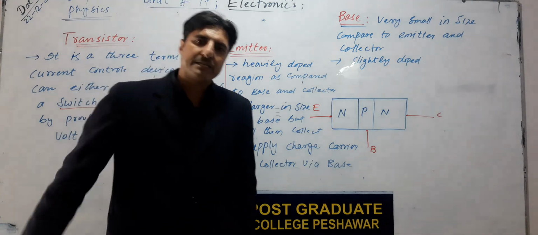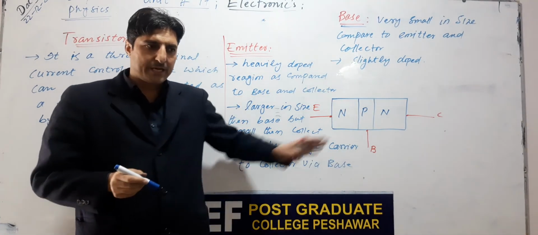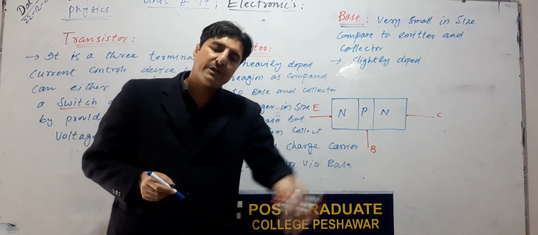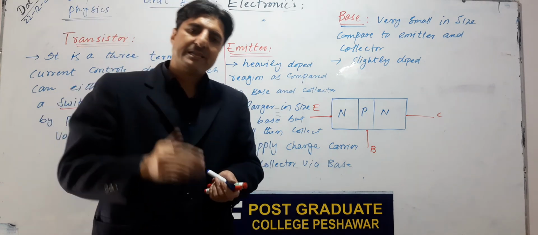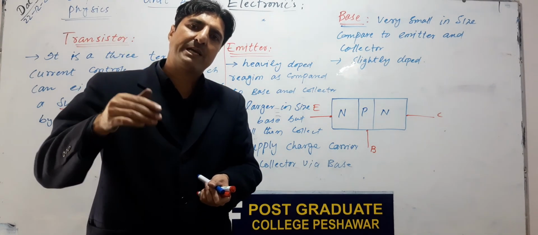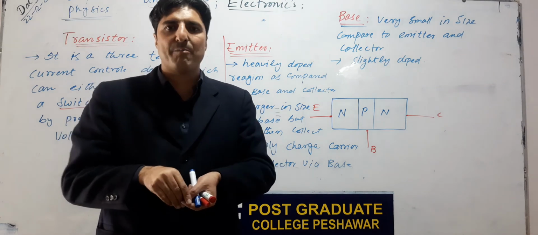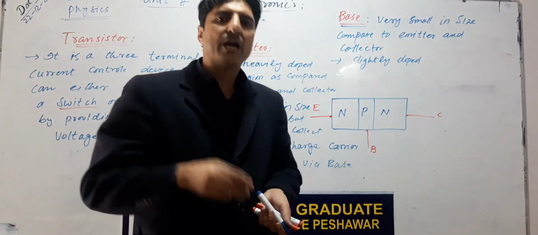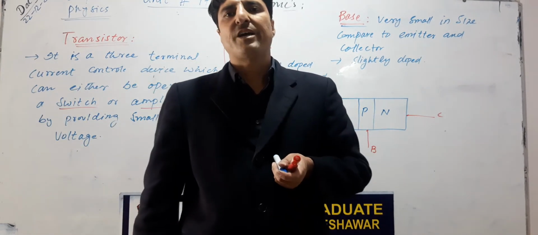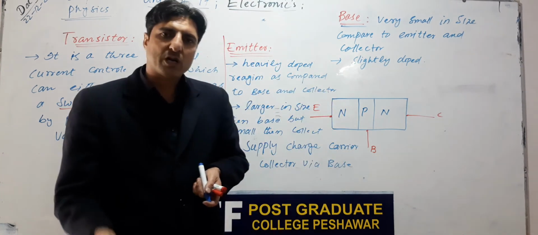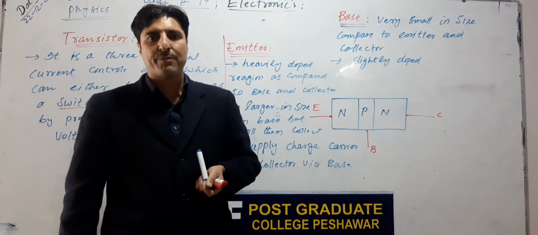Why is it slightly doped? The reason is that if we heavily dope the base region, then the charges emitted by the emitter will recombine in the base region and will not reach the collector at all. So therefore the base is very slightly doped.